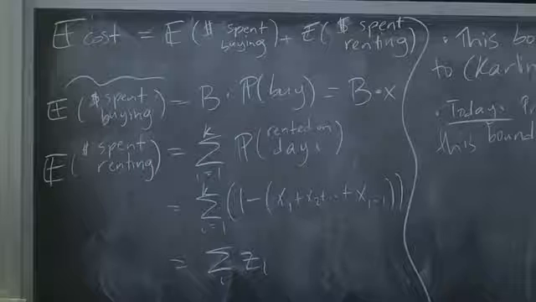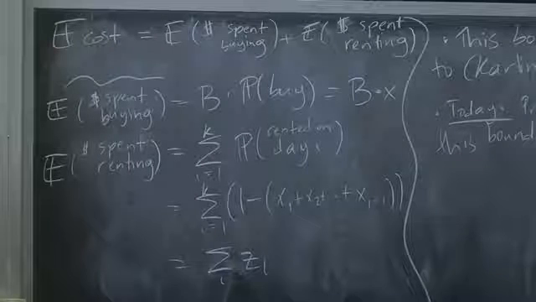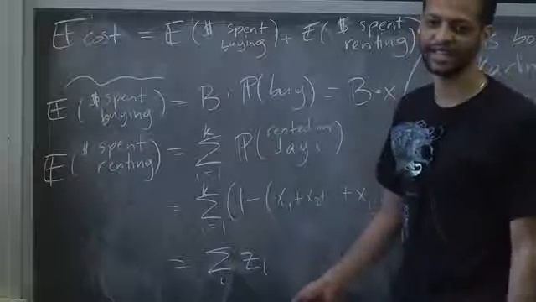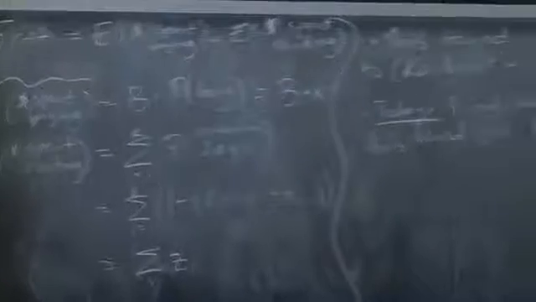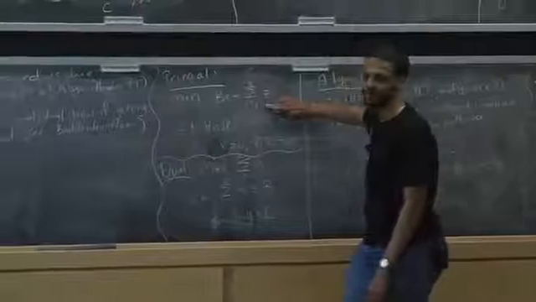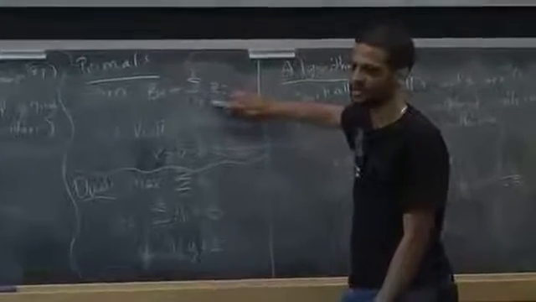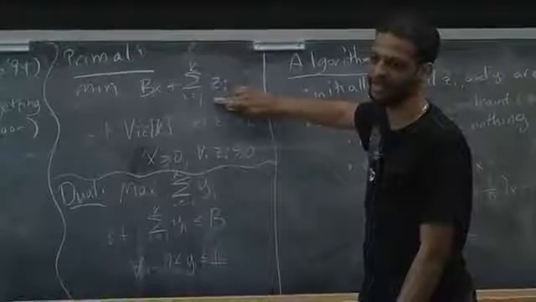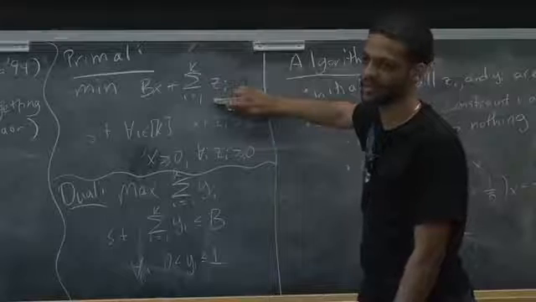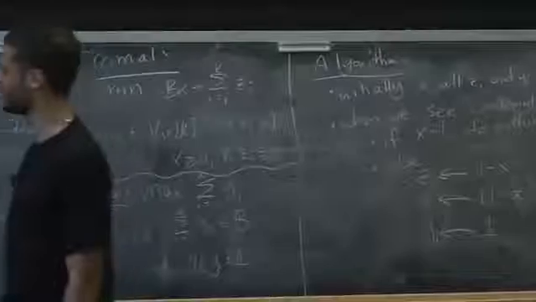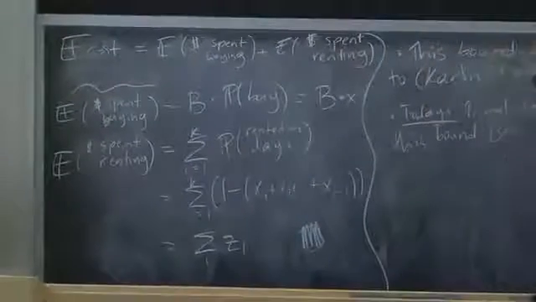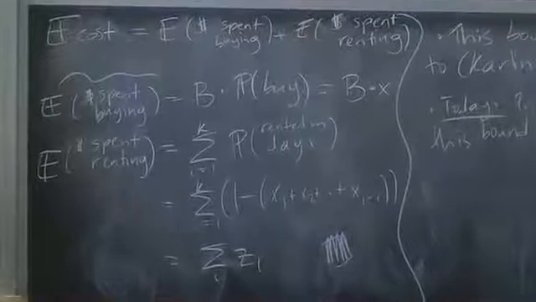So what do you know? Our expected cost is b times x plus the sum of the zi, which is exactly the primal objective. So in expectation, we achieve the primal objective. Okay. So now we actually do have our close to e over e minus 1 competitive algorithm. Okay.